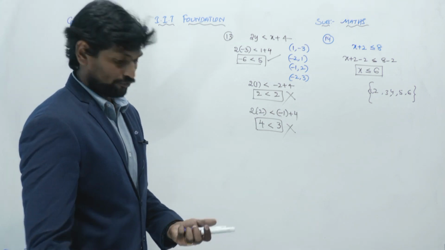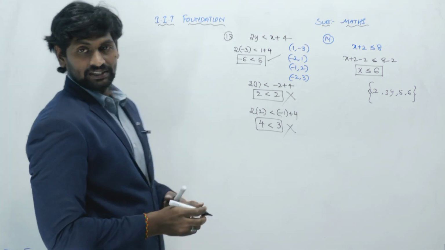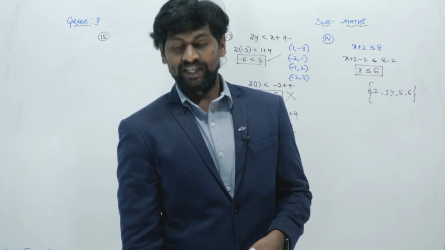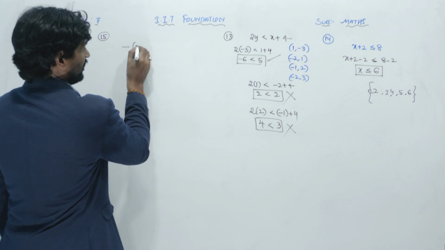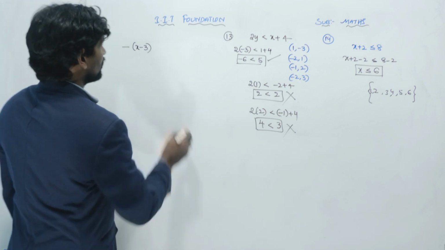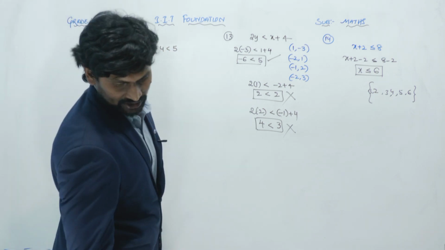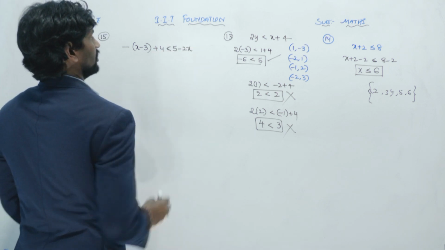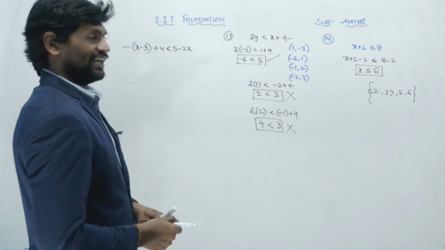Right, so problem number 15. Given that the solution for x from minus of (x minus 3) plus 4 is less than 5 minus 2x. This is the less than symbol. Okay, so try to simplify this. We'll get the x value.